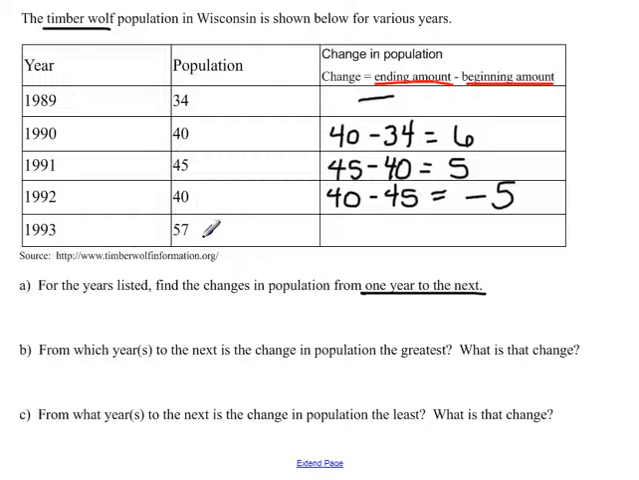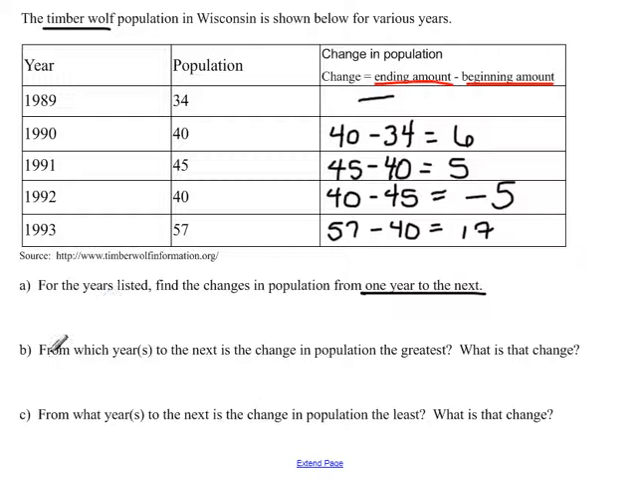Now from 1992 to 1993, we can see that there was a big jump, so we would expect that our change is going to be positive again. So 57 was the ending amount minus 40 to give us a change of 17. Okay, so there we found the changes in population from one year to the next all the way along.